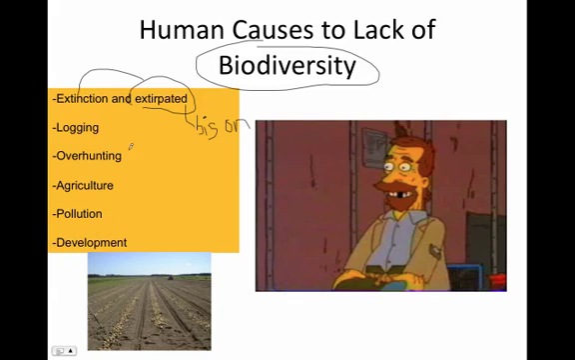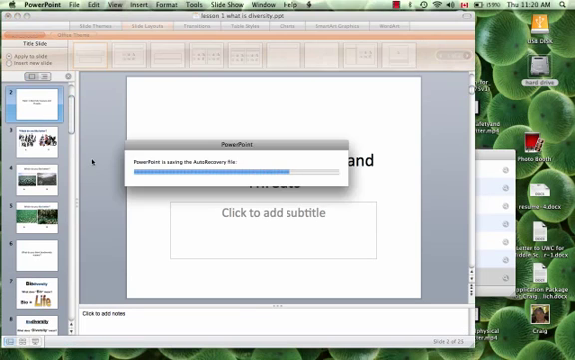Other things that affect biodiversity: logging, overhunting, too much agriculture creates less biodiversity, pollution, and human development. So there's a quick overview of topic 1.